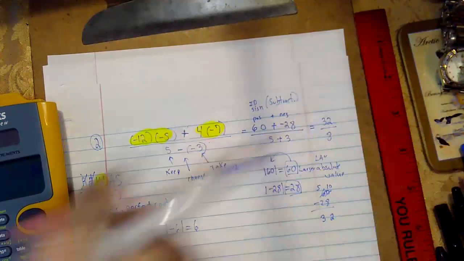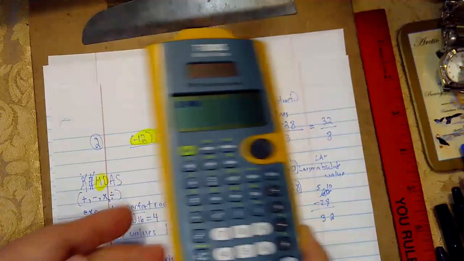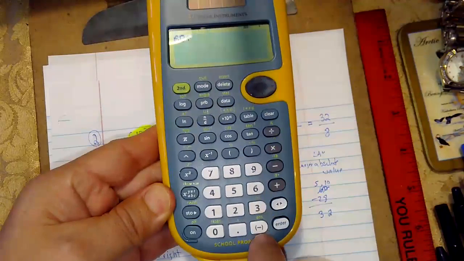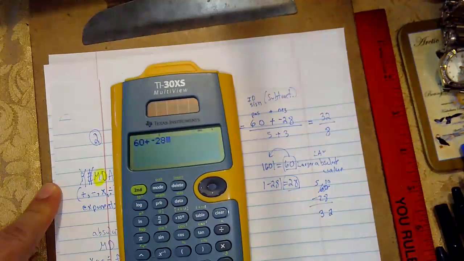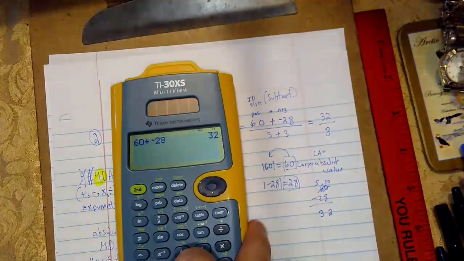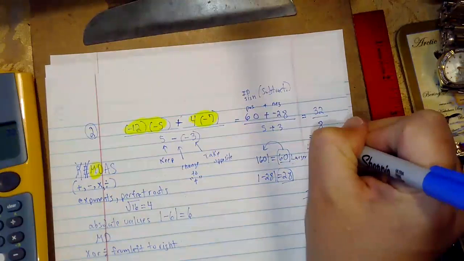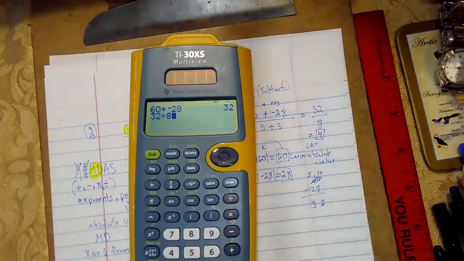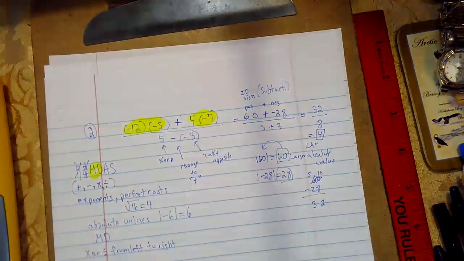Yeah, and then you can verify that here on your calculator. 60 plus, and the negative is down here. See the sign changer? This is the sign changer. This is for subtraction. It's negative 28, which is 32. So 32 divided by 8 is just 4. 8 goes into 32 4 times. Okay? And that's correct. That is the answer that they're showing here you should get.